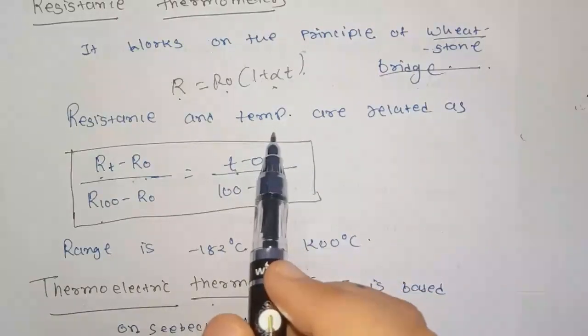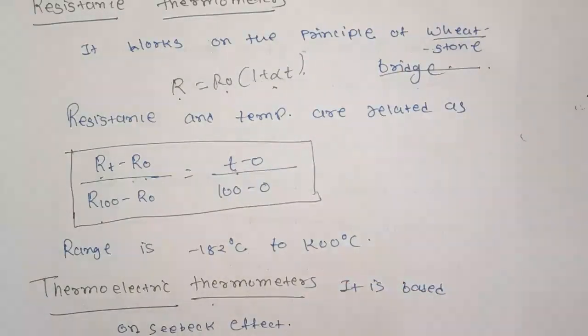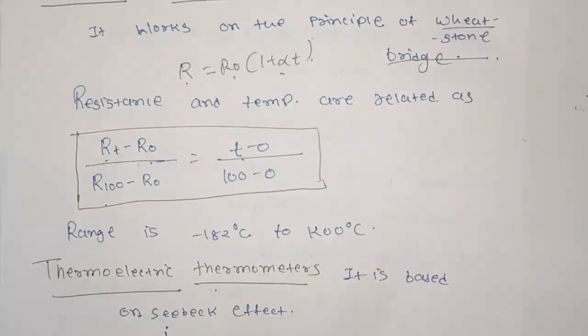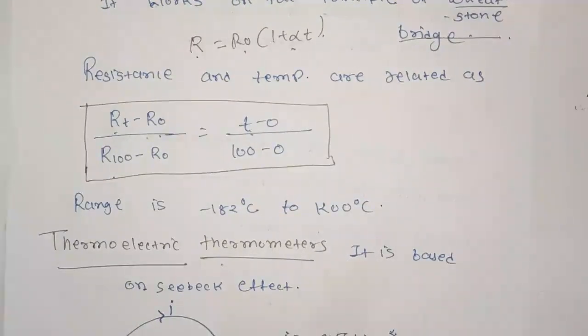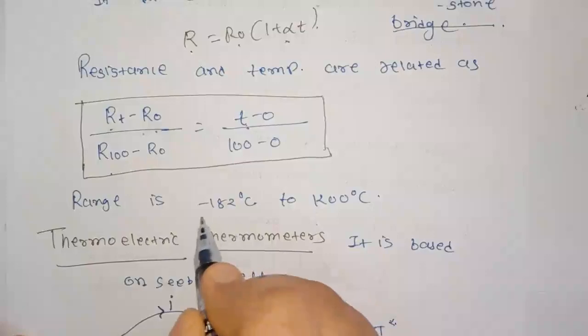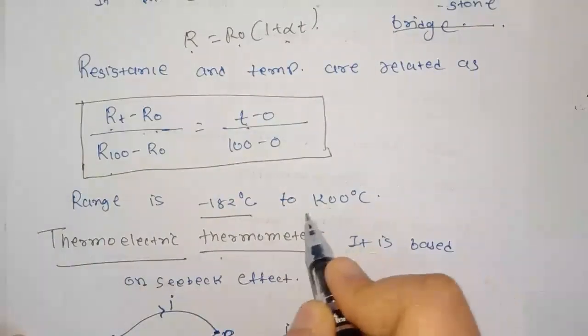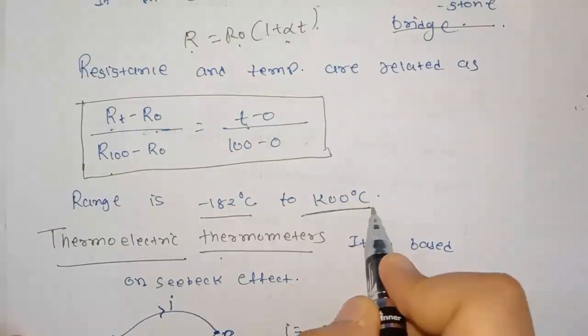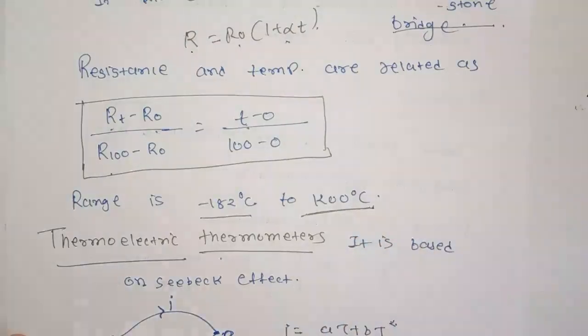These thermometers can measure temperature even from a distance and become extremely useful for measuring temperatures where human beings don't go. For example, furnaces, poisonous gases, etc. The temperature range for the resistance thermometer is from minus 182 degrees Celsius up to a maximum of 1200 degrees Celsius.